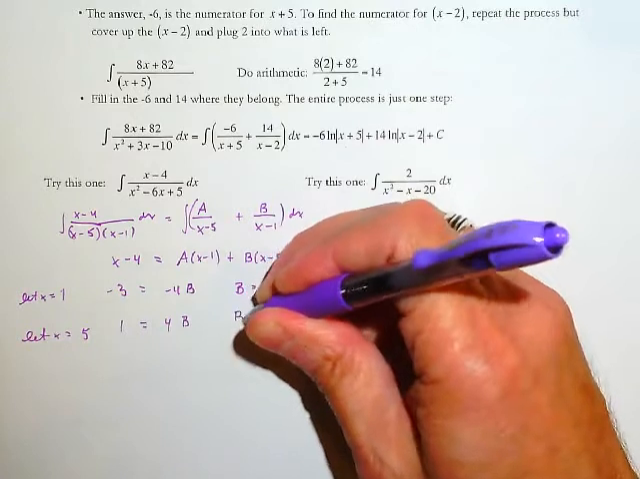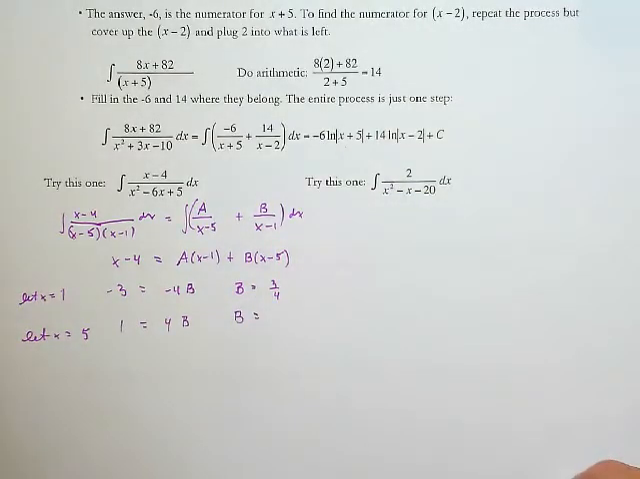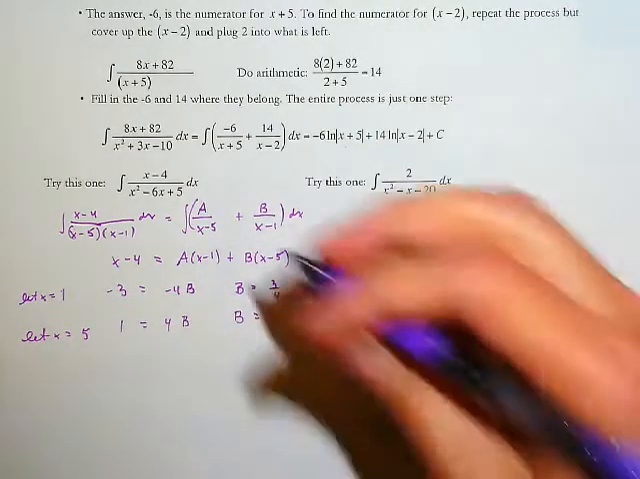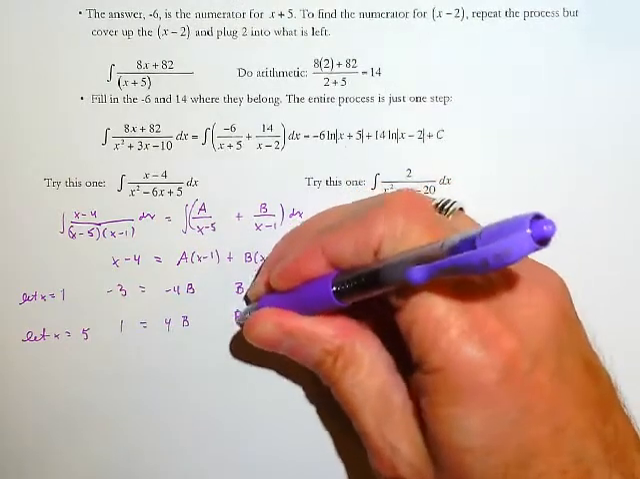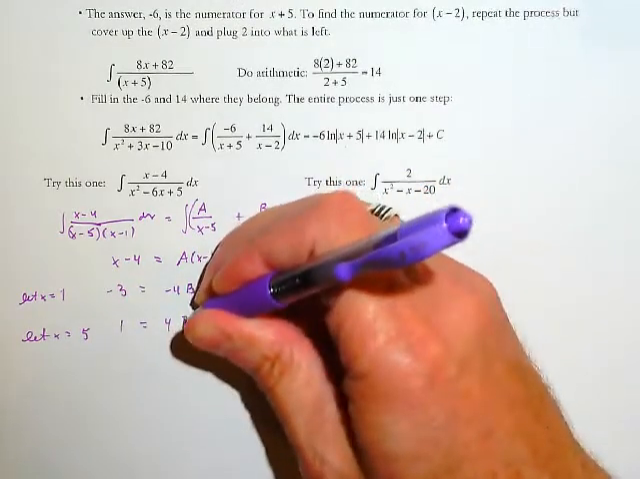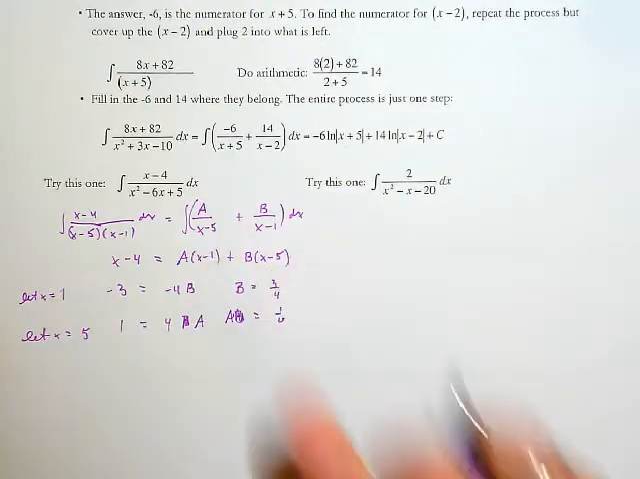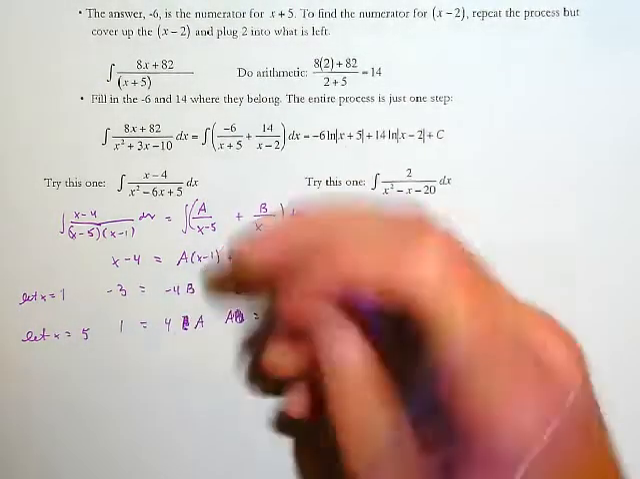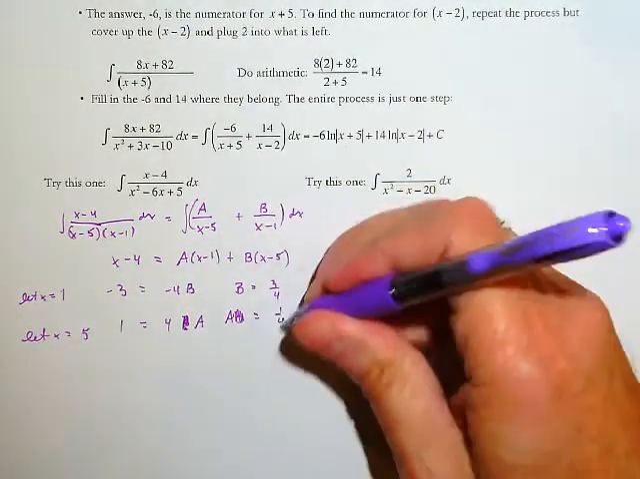So b equals, and I see this every year, people say b equals 4. No, 1 equals 4b, so you're solving for b. I'm sorry, a. This is an a, right? Because we eliminated the b already. So 4 times a equals 1, so a equals 1/4.